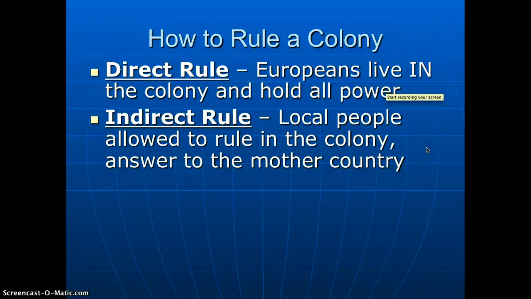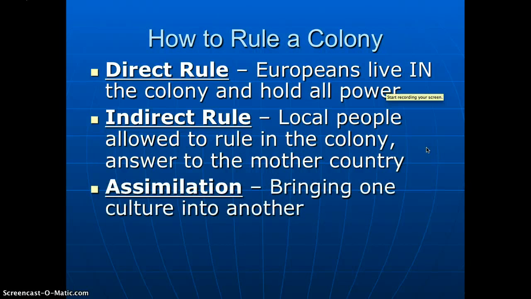Don't be fooled. This doesn't mean that local people had a lot of rights. It just meant that they were given a little bit of power, even if it wasn't real power. At the end of the day, the mother country still called all the important shots in the colony. And then there's also the issue of assimilation.